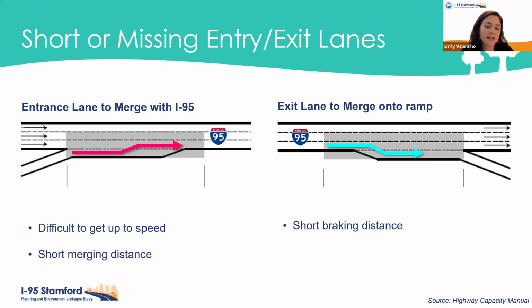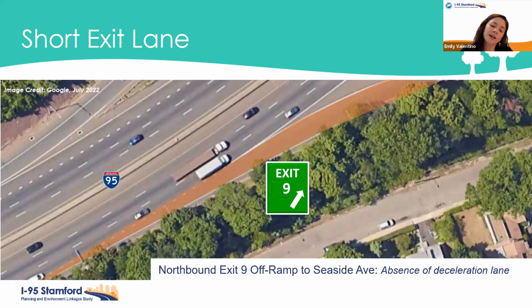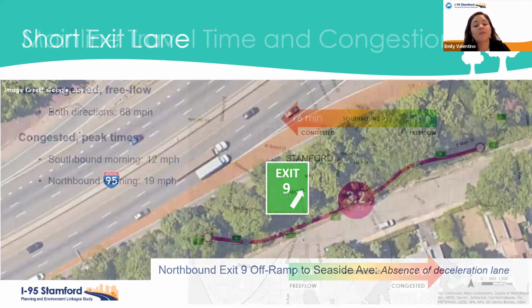That can be seen at exit 9. So this is the northbound direction on exit 9. You can see where the dotted line is. There's not much space really to slow down before you reach the ramp. So vehicles in this case will slow down on the main line and cause people behind them to also have to slow down. So we talked about physical deficiencies.